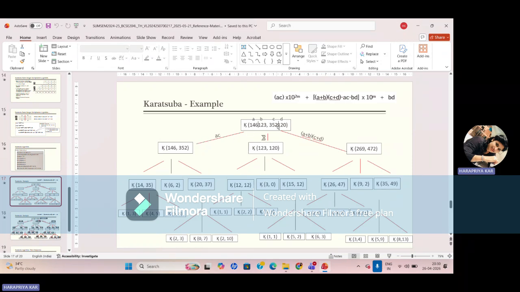Once you understand how xy is computed, how the floor and ceiling work, how to split, and how the Karatsuba algorithm works, you can move efficiently. First of all, you have to do an in-depth analysis of the algorithm, how the integer multiplication is happening.